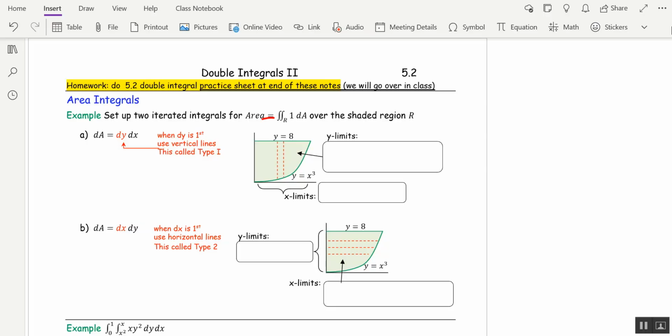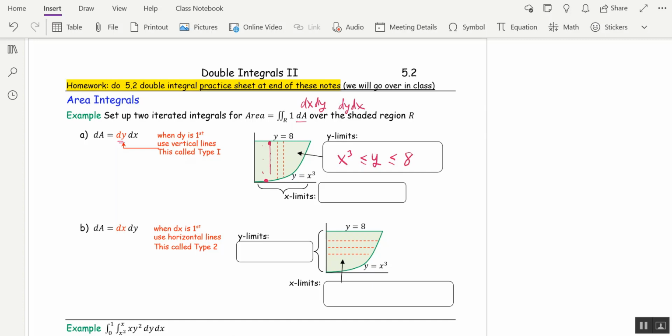We want to find the area of this green shaded region by integrating the function 1 over the region, 1 dA, where dA is either going to be dx dy or dy dx, and we're going to set up for both. So if we're integrating with respect to y first, then you want to think of the region as broken up with vertical lines. And the curve that the vertical lines start on is your lower limit. So the y limits are going to go from the function x cubed to those red dotted lines that leave up here at the equation y equals 8. So 8 is our upper limit.